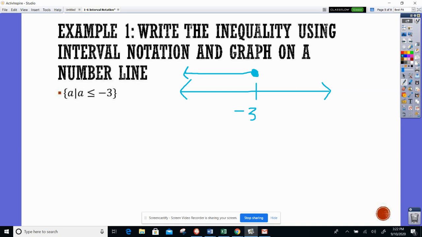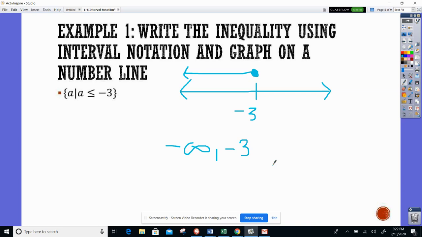All right, so I have my number line. Now all I need to do is write this in interval notation. I want to look for my smallest number and my largest number. Looking at my number line, I can see that this goes on forever to -infinity. So my smallest number is going to be -infinity. Also on my number line, I can see it stops at -3. So -3 is going to be my largest number. Now, when you're writing in interval notation, you always want to write smallest number, comma, largest number. Smallest to largest.